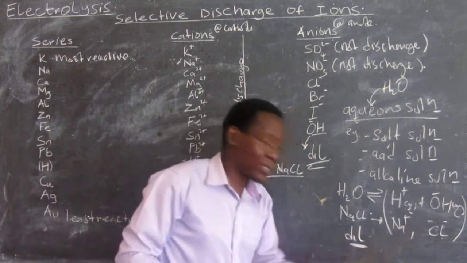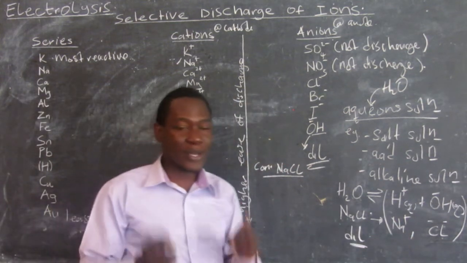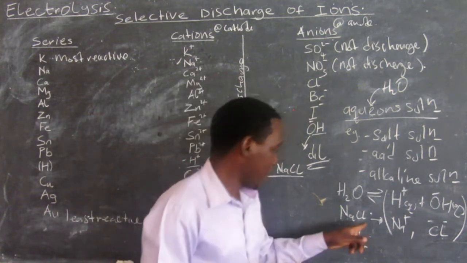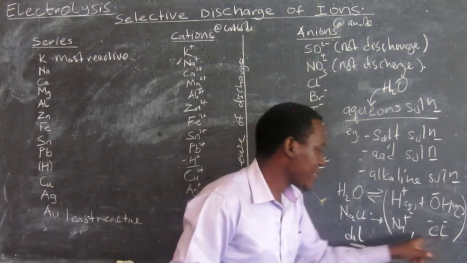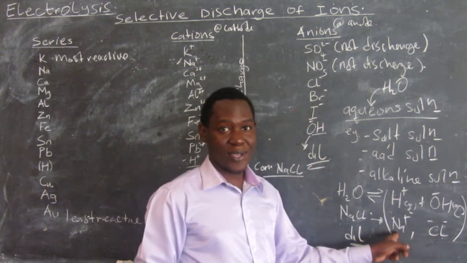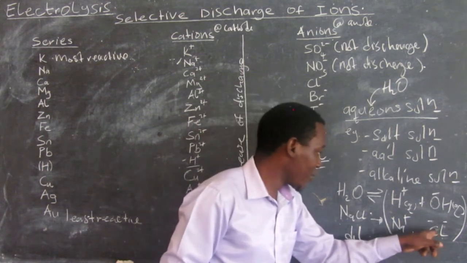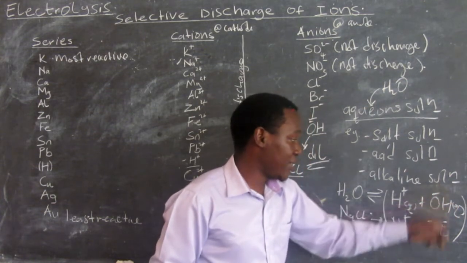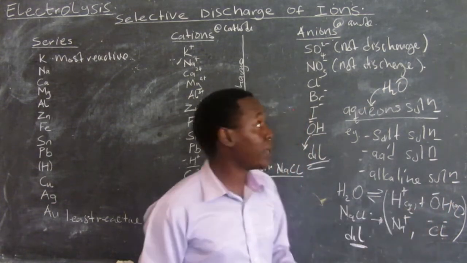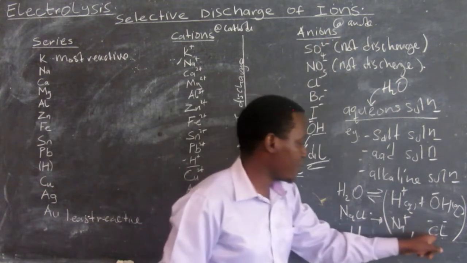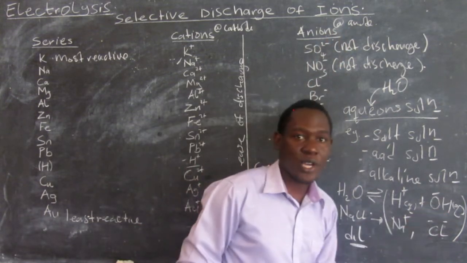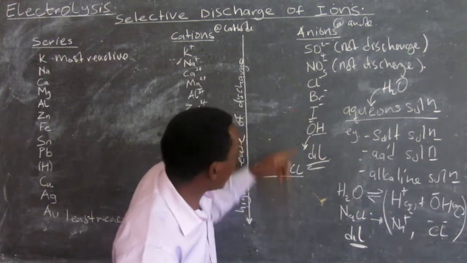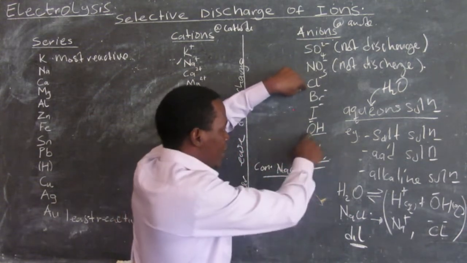Now when you come to the chloride, here the concept changes. Reason being, we have more of these ones than this one. Is it okay? We have more of this one than this one. Now we are dealing with anions. We have more of the Cl minus than the OH minus. In this case, we know that the Cl minus is here and the OH minus is here.